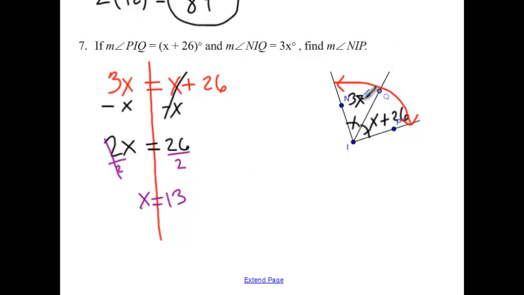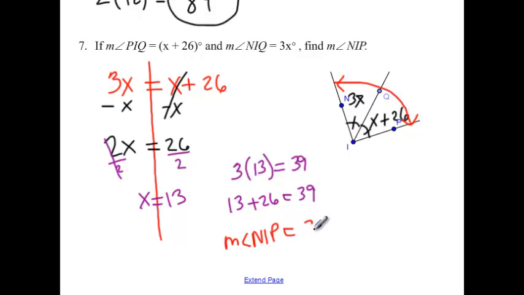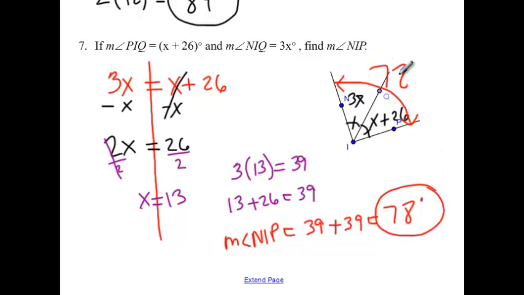So we have to find NIP still, but now that we know what x is, we know the individual measures by substitution. 3 times 13 is 39. And our second angle was x plus 26. In other words, it's 13 plus 26, which is also 39. That tells me I did my algebra right. So what does that mean for the entire angle, the whole angle NIP? I'm just going to be adding 39 and 39, or taking 39 times 2. Grand total would be 78 degrees. And that's how you do the angle addition postulate.